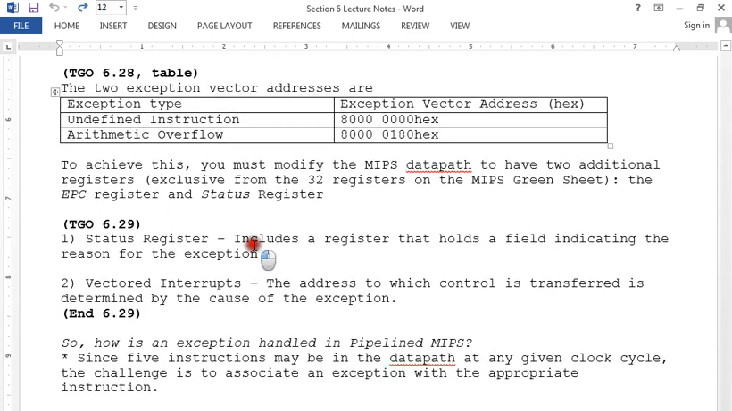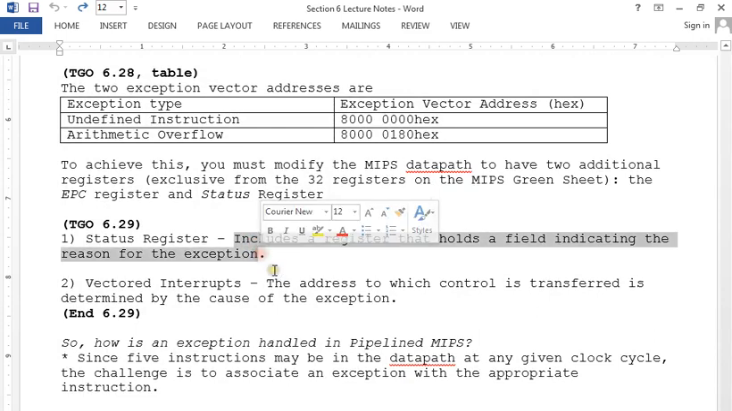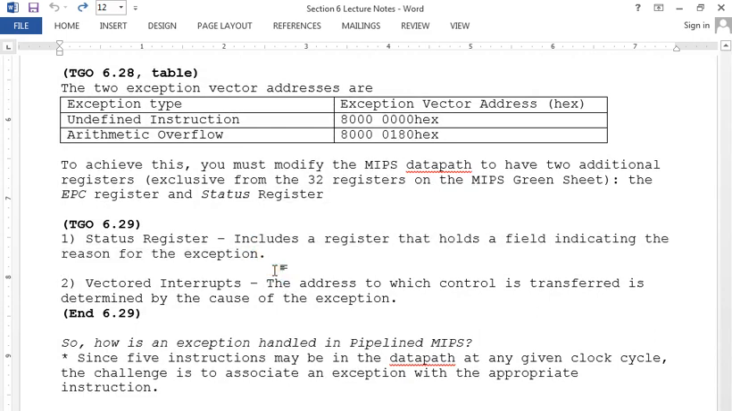So the status register includes a register that holds a field indicating the reason for the exception. So when you see your blue screen of death, you see the error program counter value, and you see the value in your status register. Those are those two giant hex values.